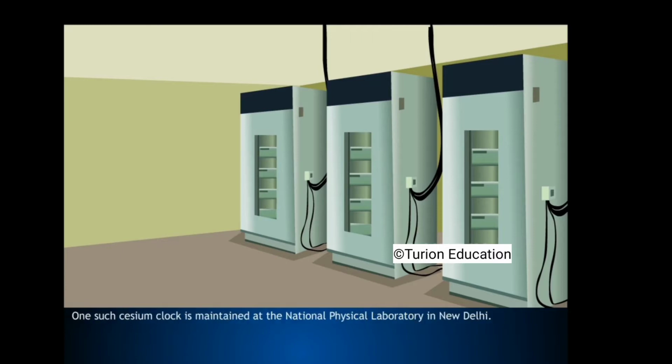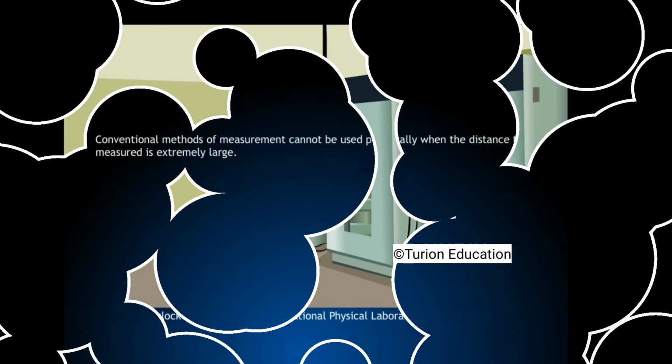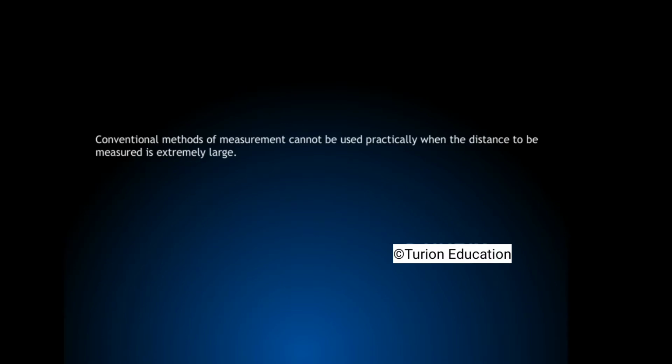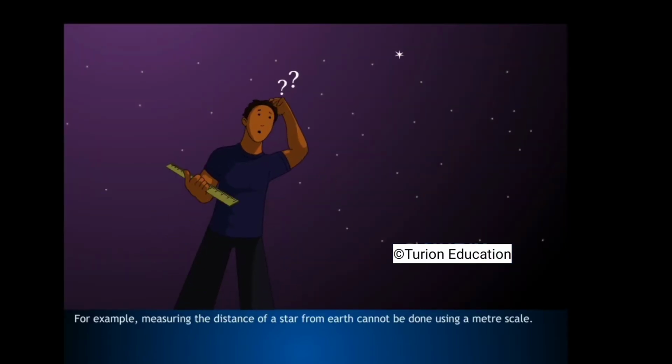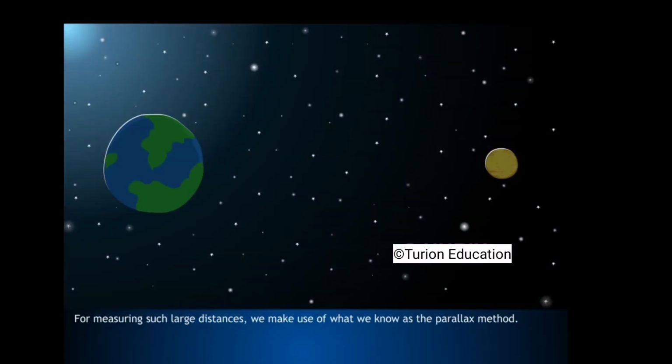One such cesium clock is maintained at the National Physical Laboratory in New Delhi. When the distance to be measured is extremely large, for example, measuring the distance of a star from Earth, it cannot be done using a meter scale. For measuring such large distances, we make use of what we know as the parallax method.